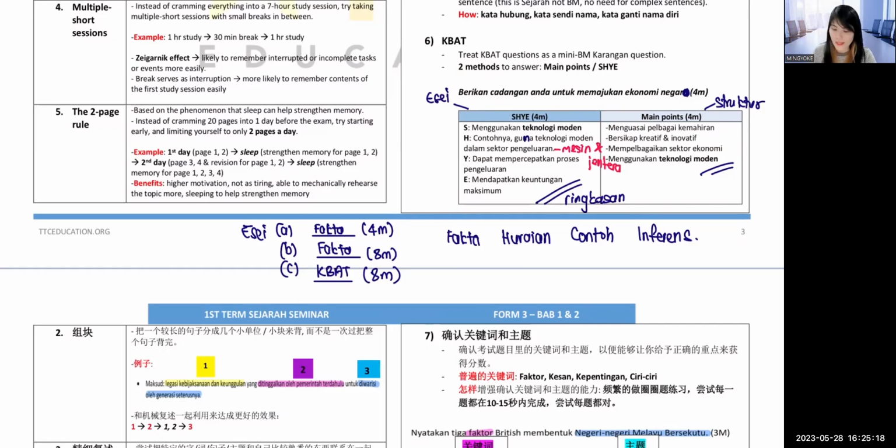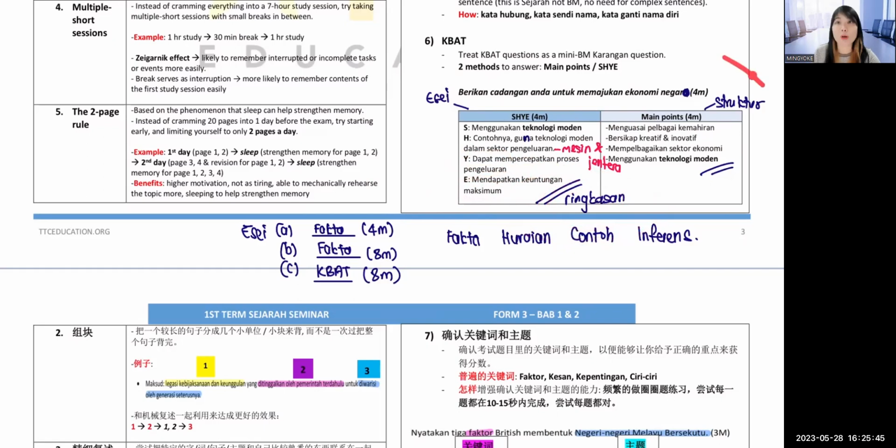Then after that, you write why. Why, then you explain or continue. Disebabkan dapat mempercepatkan proses pengeluaran. It can fasten our process, production process. And finally, you can mendapatkan keuntungan maksimum. You can get maximum profit. Understand? So therefore, this is how you write. It's like a ringkasan BM karangan like that.